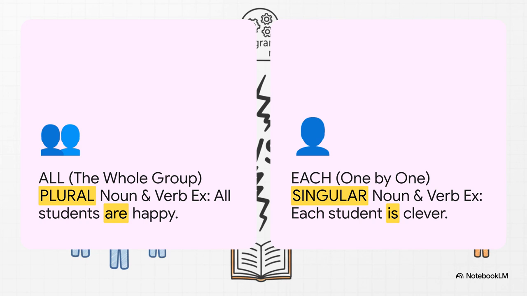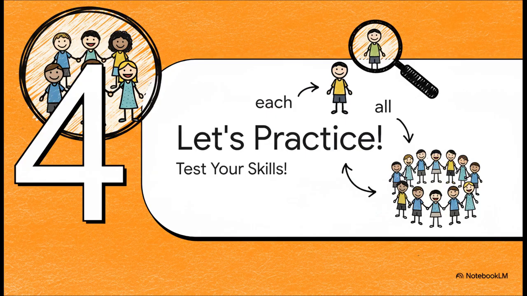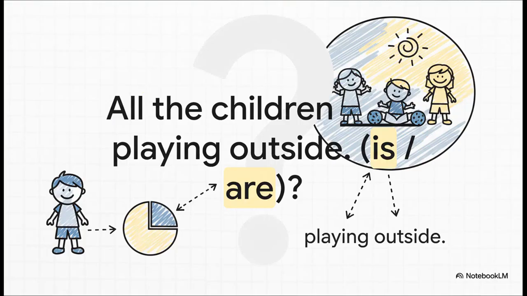On the right, you've got each. That's for the individual, so it's singular and singular. Group versus one by one. That's the entire secret. So we've gone through the rules, we've compared them. Now it's time to put what you've learned into practice. Let's do a few quick questions together to lock it in. You ready? Okay, first one up.